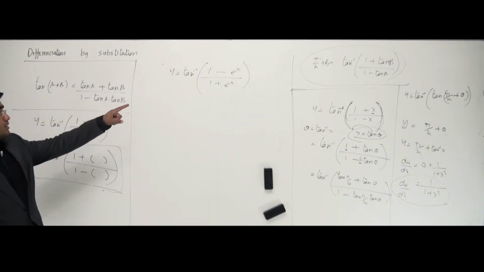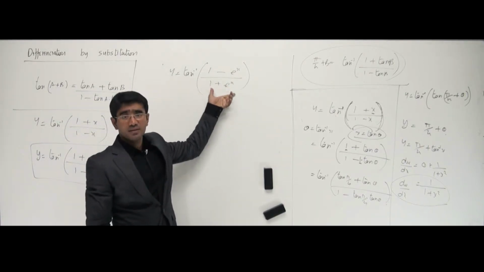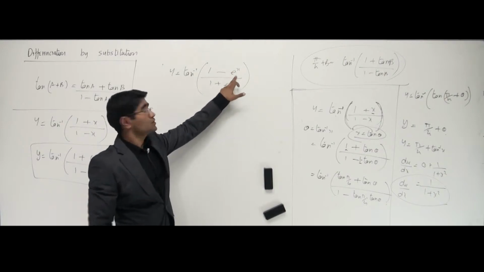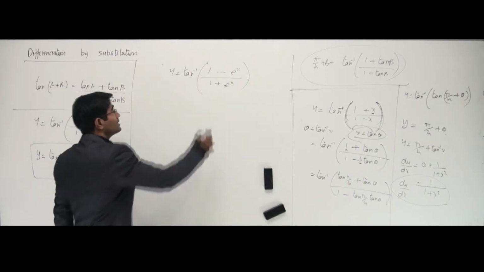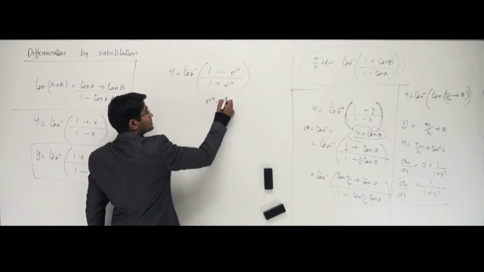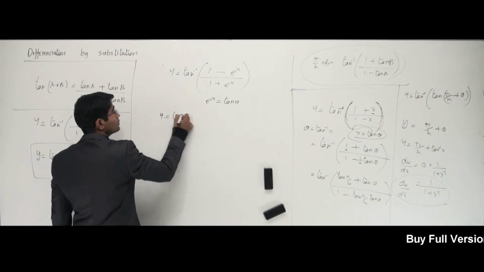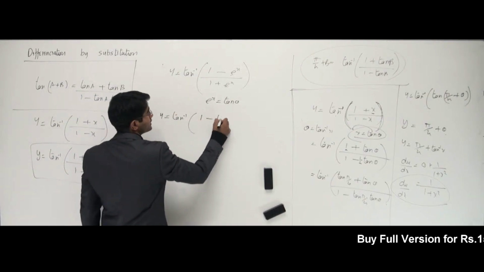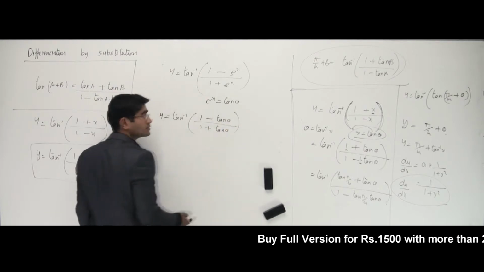But I got to make this guy look like, see, if there's a tan inverse outside, this whole thing has to become tan. How can this become tan when you have e power x? First of all, I should not have e power x, right? And I should have a formula which is looking like this. So I'll take this guy e power x as tan theta, very simple. So what happens here? So y is equal to tan inverse of 1 minus tan theta by 1 plus tan theta, very simple, isn't it?